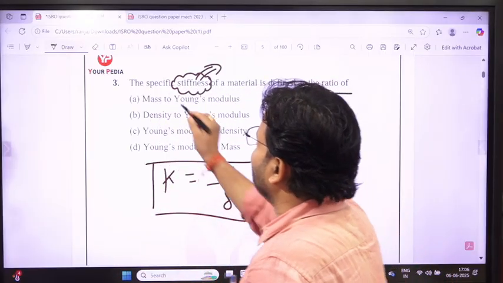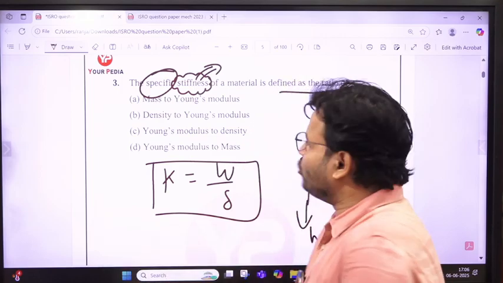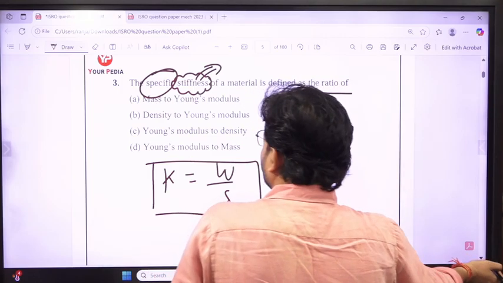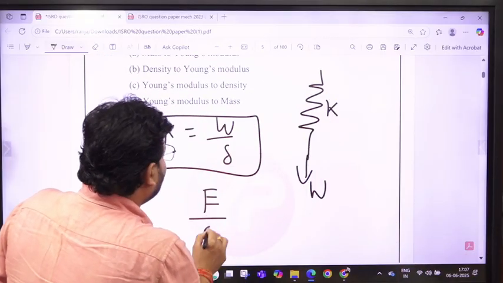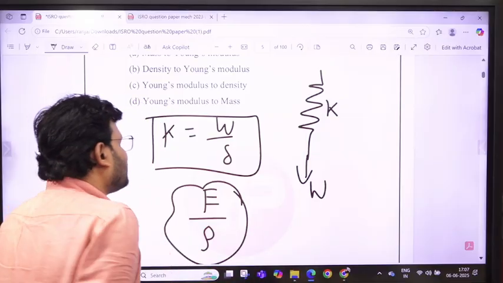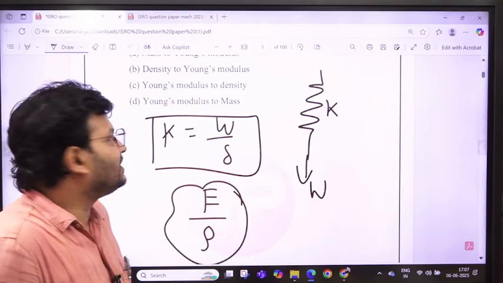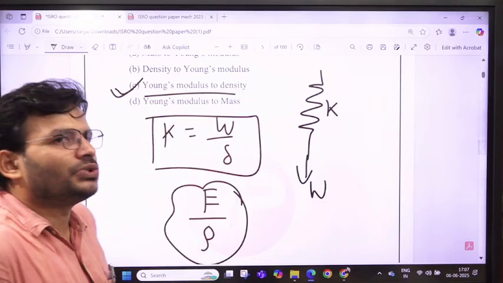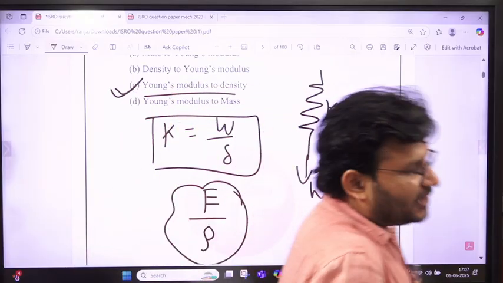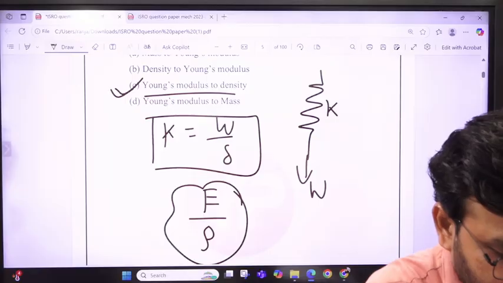But sir, in the question a specific stiffness is given. So a specific stiffness is always given by, my dear friends, E upon what? Rho. E is what? Young's modulus of elasticity. Rho is what, my dear friends? Density. So we can say, sir, C for Chennai is the right answer. Young's modulus to the density you are getting. This is called a specific stiffness, right?